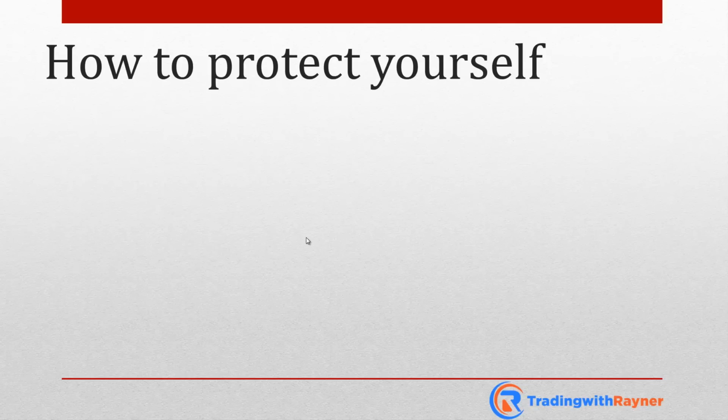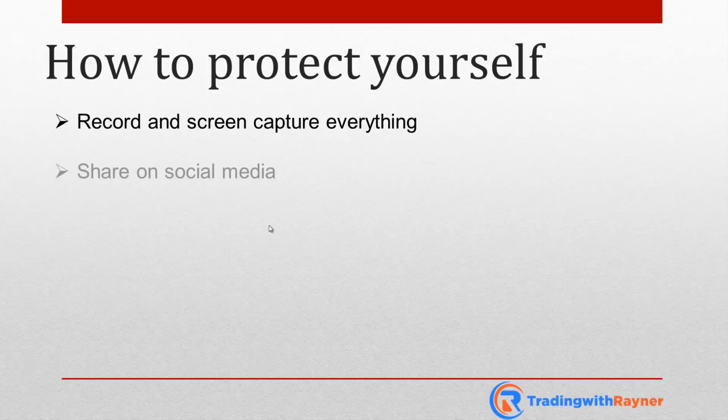All right. So let's say, for example, you trade with your broker and you find that your broker did something unjust to you. How can you protect yourself? So here are a few things that you can do. Number one, record and screen capture everything. Every time you put on a trade, or for example, you get stopped out for no rhyme or reason, record the trade, the chart, and screen capture it.